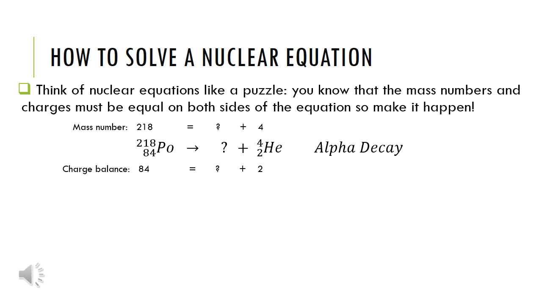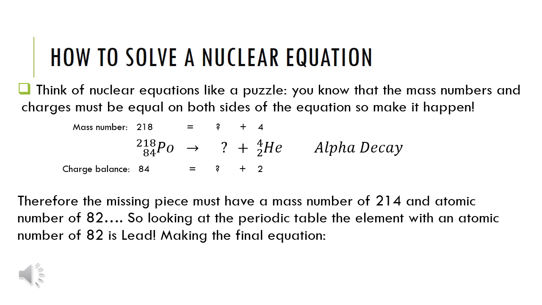Okay, at the bottom for the charge balance, I have 84 positive protons, or the atomic number of polonium is 84. So that has to equal something plus 2. So let's do some basic math again. To get that missing piece, 84 equals 82 plus 2. So I know that I'm looking for an element with an atomic number of 82.